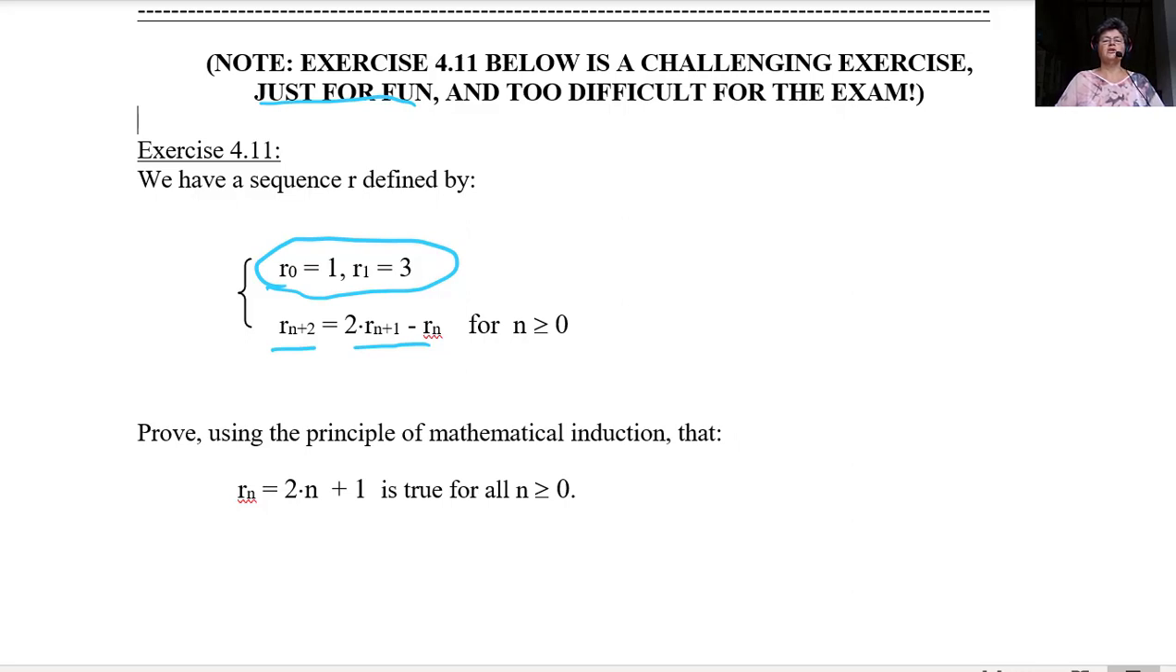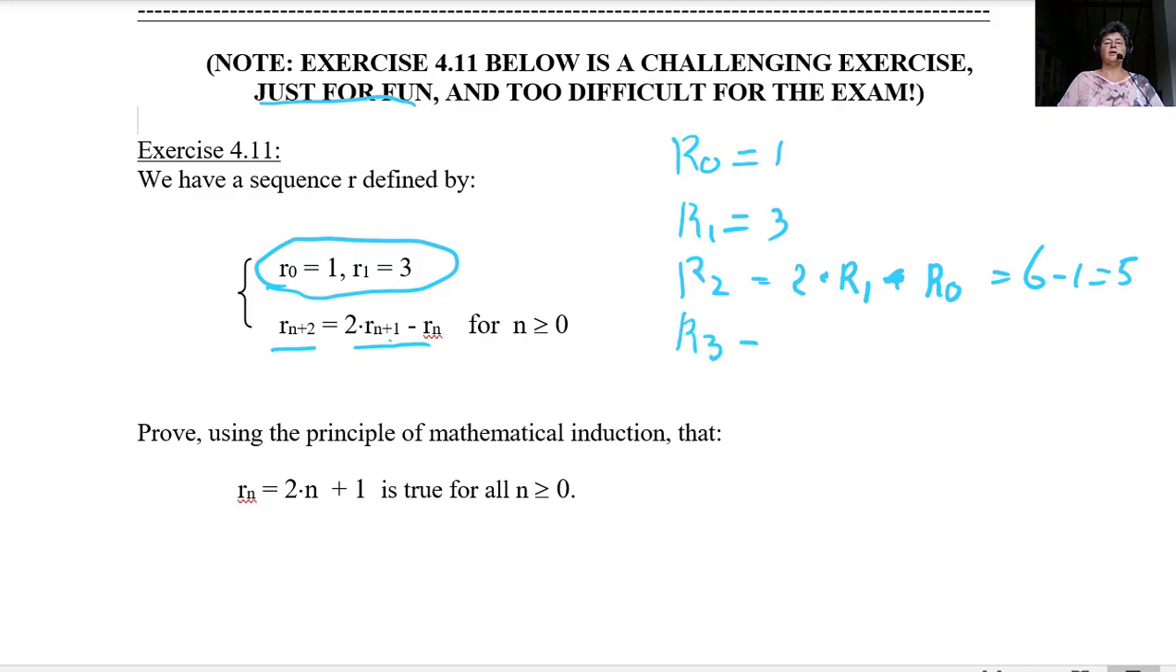Now, if we'd like to read this one, R0 is 1, R1 is 3, but R2 is based on 2 times the previous one, so 2 times R1 minus the first one, R0. So it's 2 times R1 is 6, minus 1 is 5. So R3 would be 2 times R2 minus R1. So that would be 2 times 5 is 10, minus 3, that would be 7.